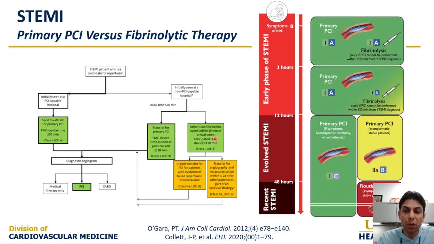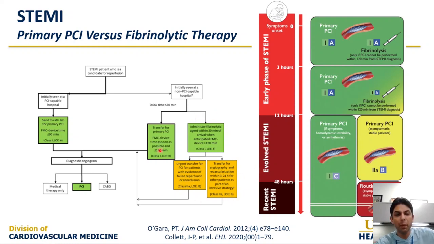So fibrinolytic agents include streptokinase and tissue plasminogen activator, or alteplase, which, as the name suggests, being fibrinolytic agents, they bind fibrin and they promote its degradation. And by doing that, we can lyse that clot in that coronary artery and restore blood flow.